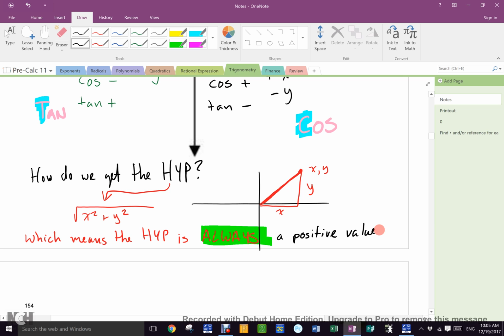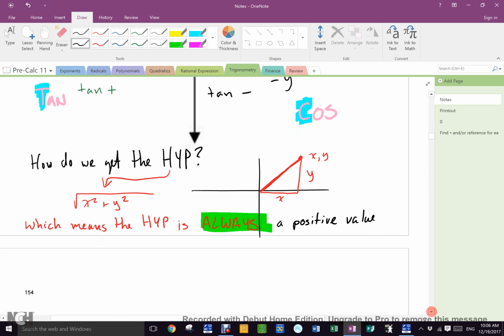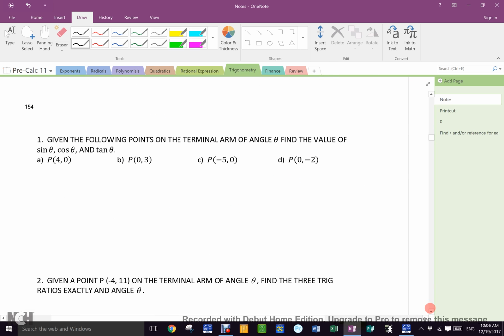Is everybody good? Everyone's good? All right, that's the theory. Let's put it into practice a little bit. At the top of the next page, I'm going to ask you to write down, instead of SOHCAHTOA, sine, cos, and tan with the letters.